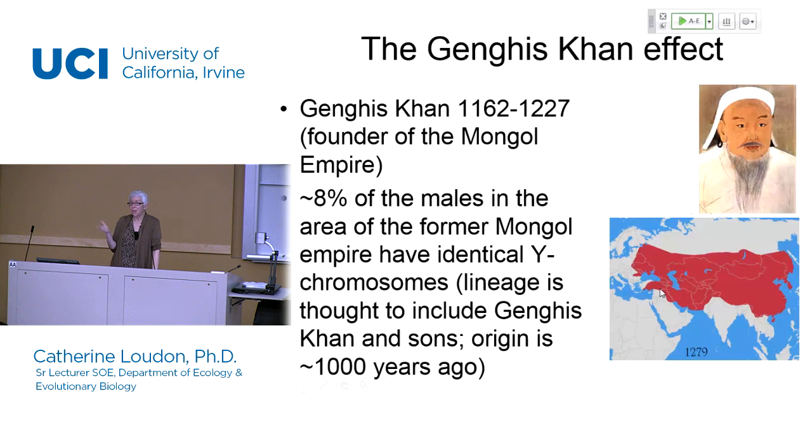Human population geneticists have gone into this area and done analyses of the genetic makeup of the individuals in this area and have found that a fairly large percentage of all males in this area, namely about 8% of males, are thought to show a lineage that can be directly traced back to Genghis Khan and his sons and so on. So this is really from quite a long time ago. You can still see the signal in those populations.